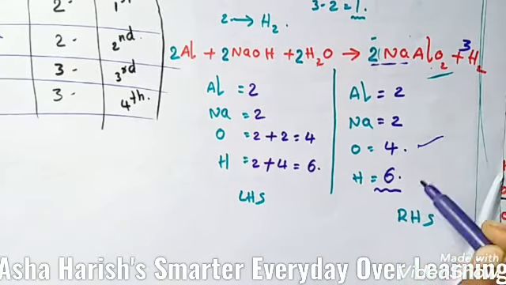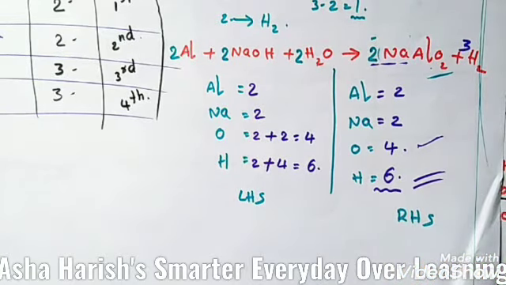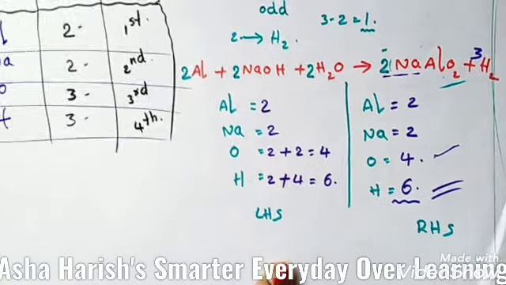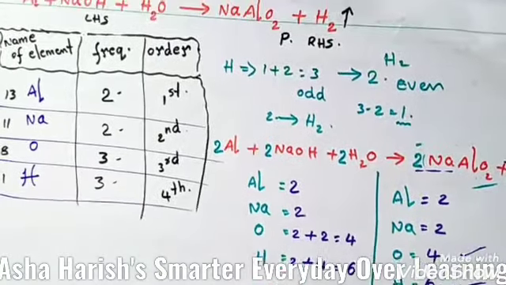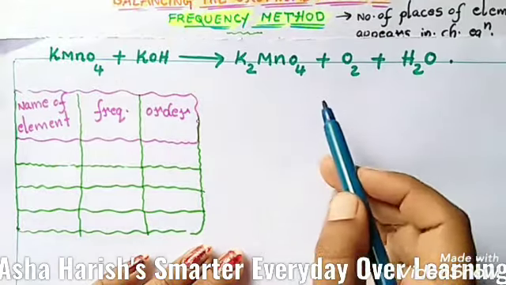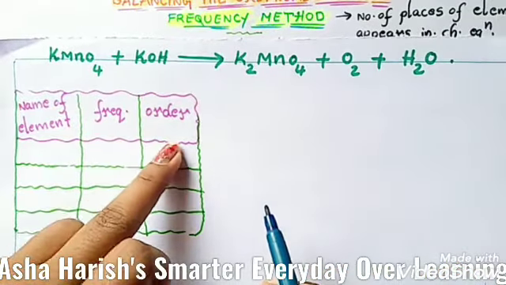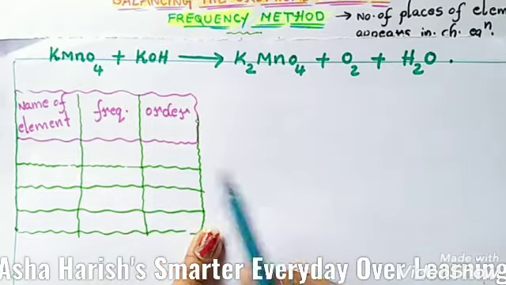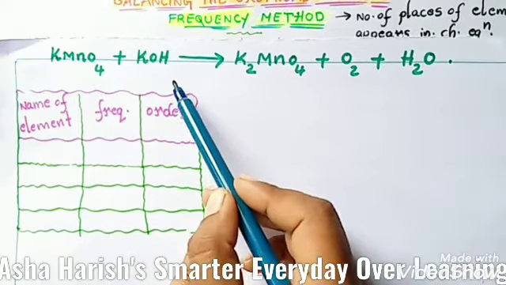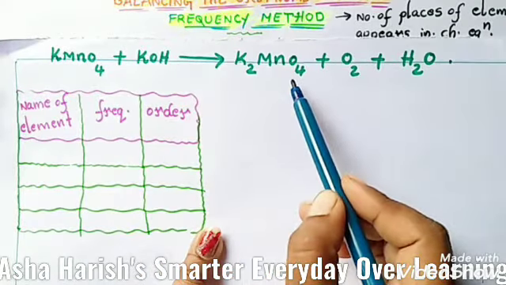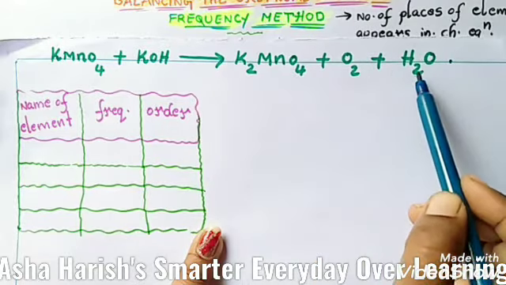Okay students, right, let's go for the third example now. I hope you understand this example. I shall start with the next one. With this example, I have drawn the tabular form also: name of the element, frequency and order. Here is the example. Let's see, KMnO4 plus KOH gives rise to K2MnO4 plus O2 plus H2O.